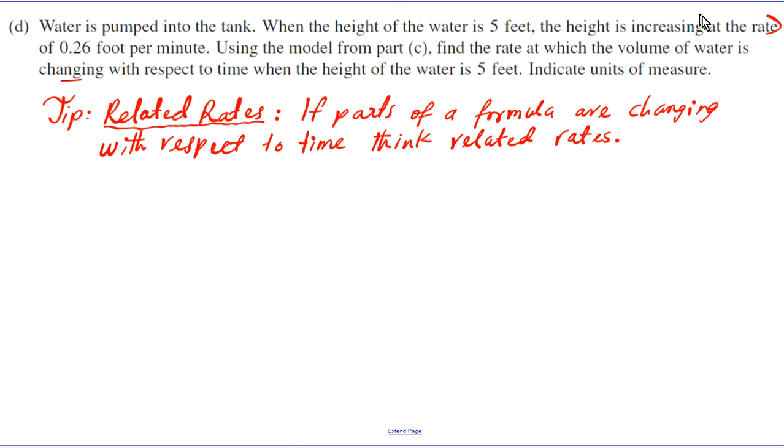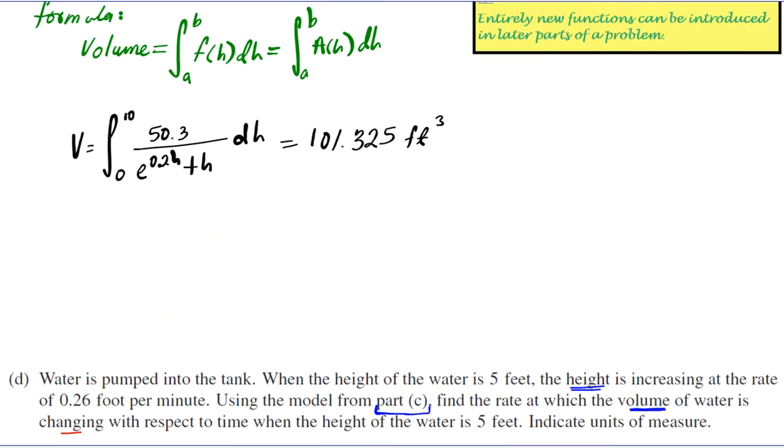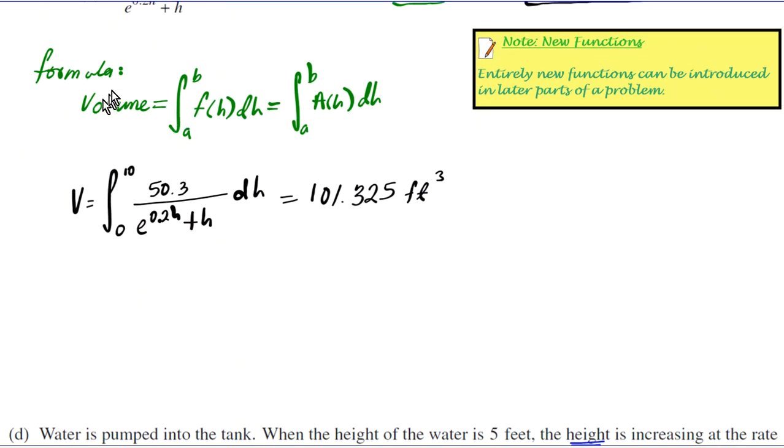Alright, so when you want to deal with a related rates problem, first of all, you want to find the formula that relates the different measures that are changing. Since we have height, and what else do we have? Volume. We need a formula that relates height and volume. But we have to use the model from part C. Check this out. We already have it down here. There you go. This is the formula that relates the height, f of h dh, and the volume, V. So that's what we're going to be using.